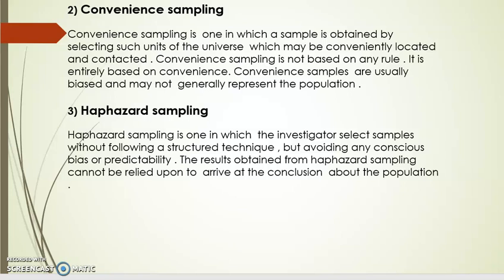Haphazard sampling. In this method, the investigator does not follow a structured technique. The investigator does not use structured techniques to select the sample. But at the same time, bias and predictability are avoided.